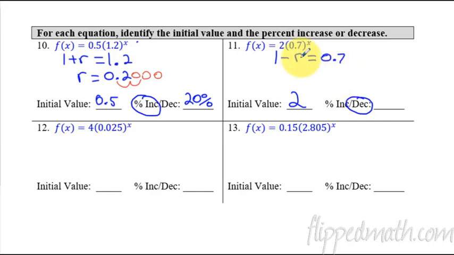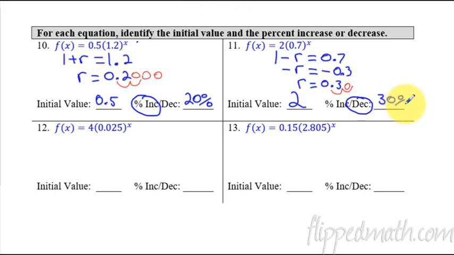Now when I solve for r, this is a little bit different. I'm going to subtract the 1, and I end up with negative r equals 0.7 minus 1, which is negative 0.3 when I subtract the 1 this time. Then I divide both sides by the negative, and I get r equals 0.3. Now when I move the decimal 2 places, 1, 2, I'll put a little 0 there. That is 30%.